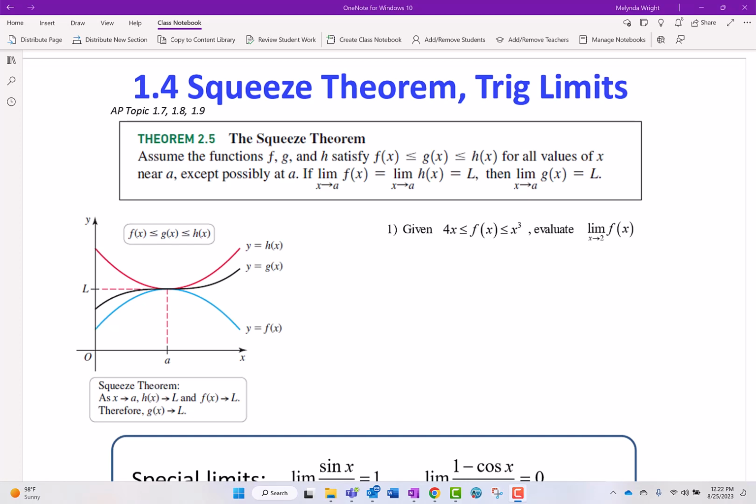All right, let's take a look at our lesson for today. We're going to take a look at squeeze theorem and trig limits today. Let's focus on squeeze theorem first.